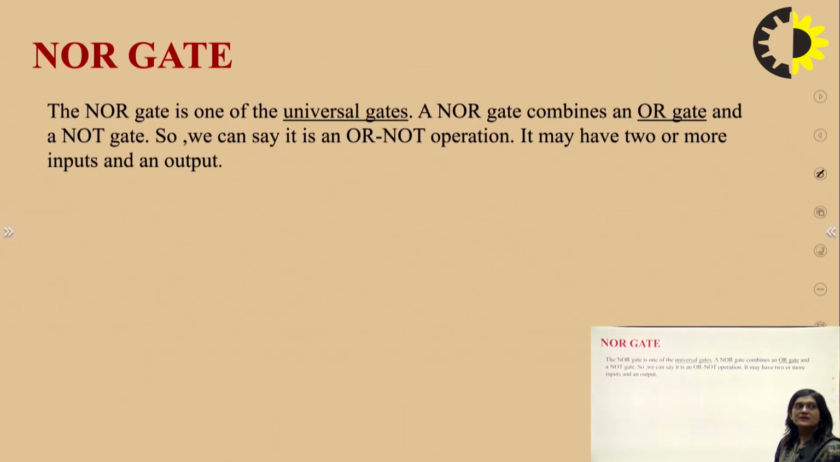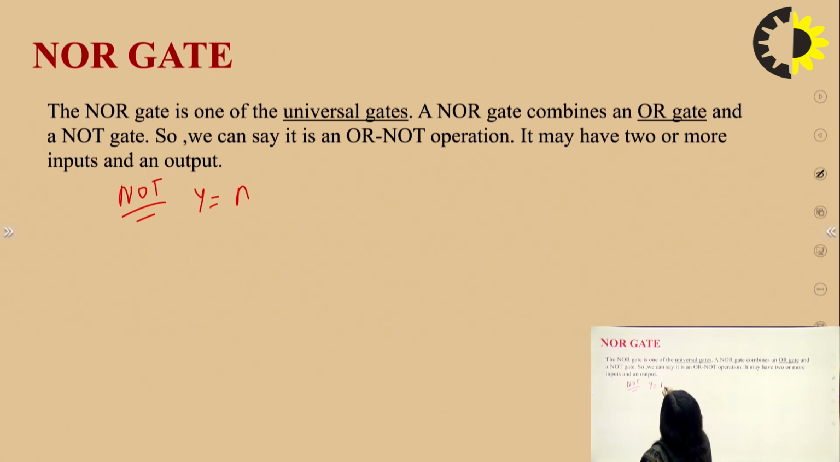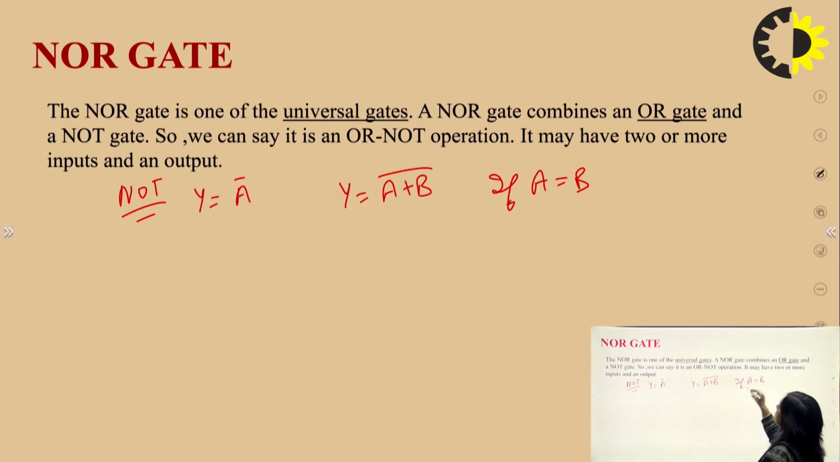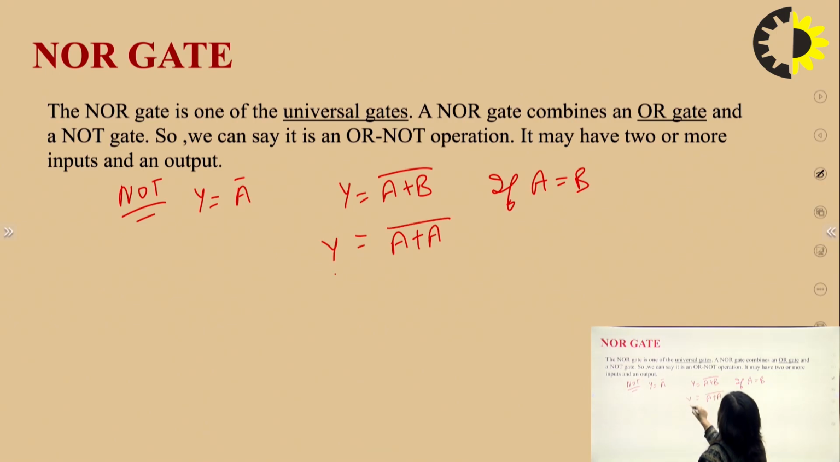Now we have to design with the help of NOR gate. NOR gate is also a universal gate, like the NAND gate. We have to design the NOT gate with the help of NOR gate. So the expression for the NOT gate is y is equal to A bar, and for NOR gate it is y is equal to A plus B, whole bar. So if we put A is equal to B, then this NOR gate will be A plus A, whole bar. So it will be A bar.